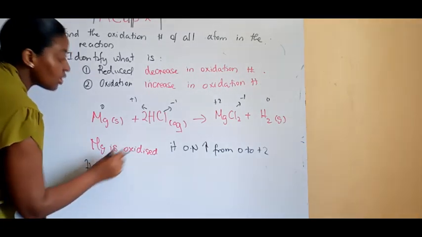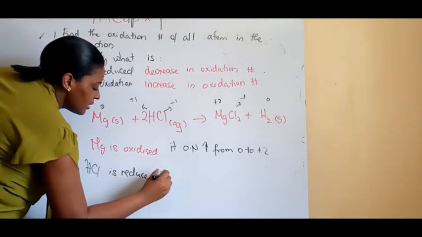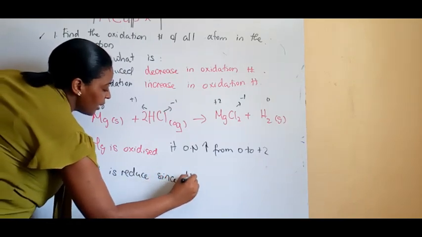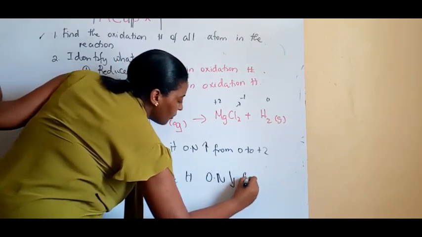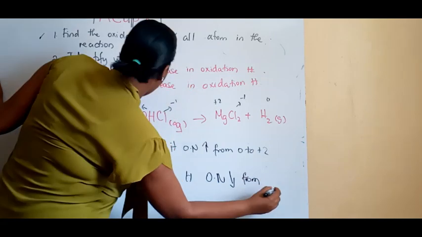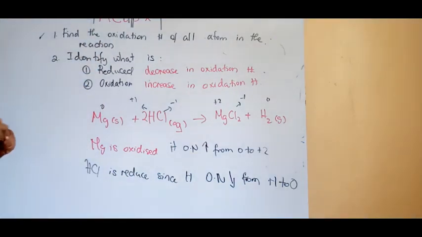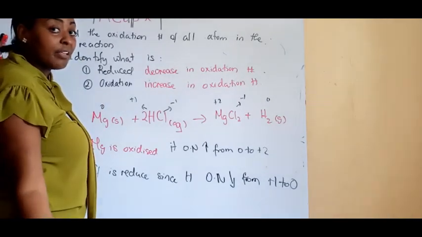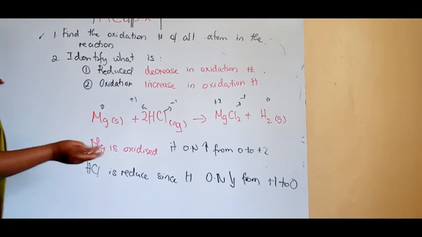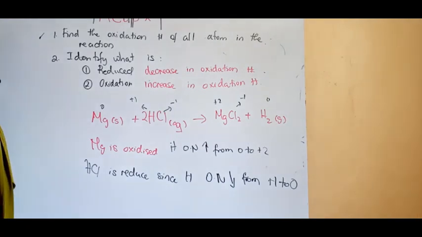HCl is the compound that the hydrogen is in. HCl is reduced since hydrogen's oxidation number decreases from plus 1 to 0. Let's look at chlorine. Chlorine moves from negative 1 to negative 1, so chlorine remains the same, and nothing is happening there. So what is reduced? HCl is reduced since hydrogen's oxidation number decreases from plus 1 to 0. Magnesium is oxidized since its oxidation number increases from 0 to plus 2.